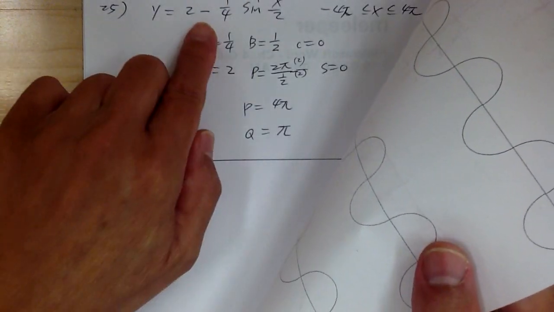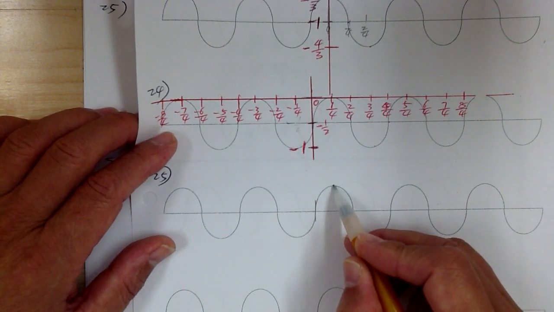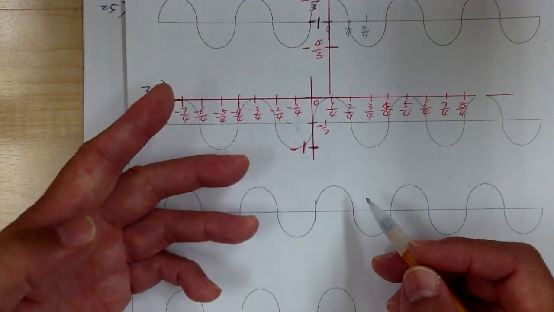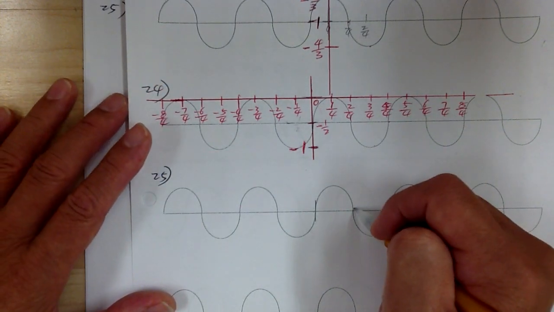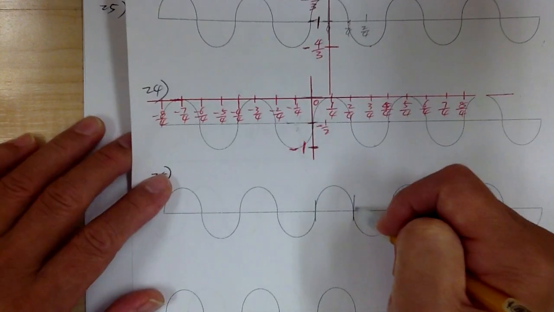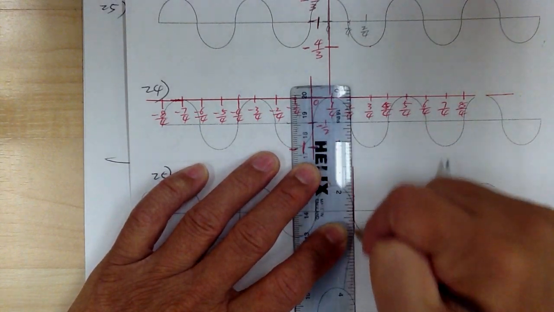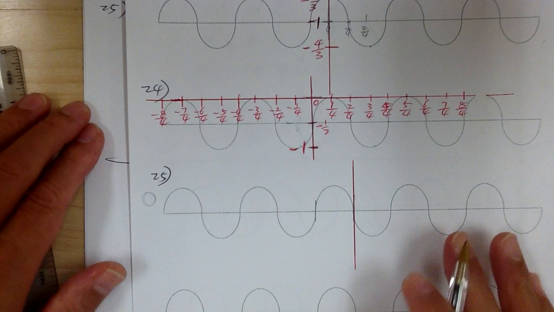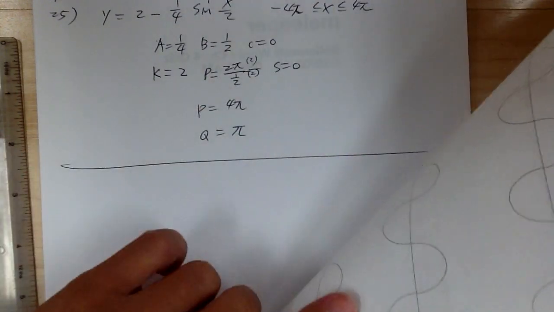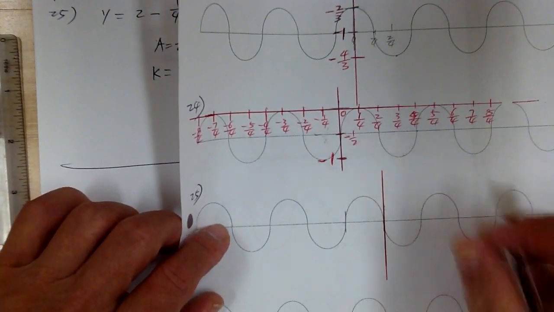So this is the negative sine graph. Normally the sine starts going uphill, but because it's negative sine, it gets flipped upside down. So instead of going up, you need to go down. Okay, so I'm going to start over here. Okay, so this would be your axis. And there's no s, so that's it.